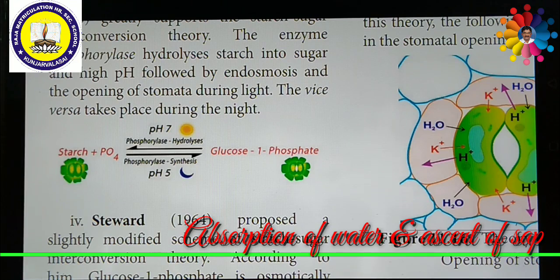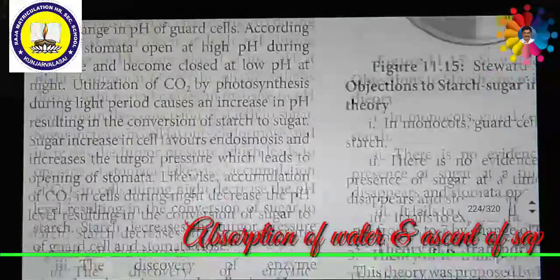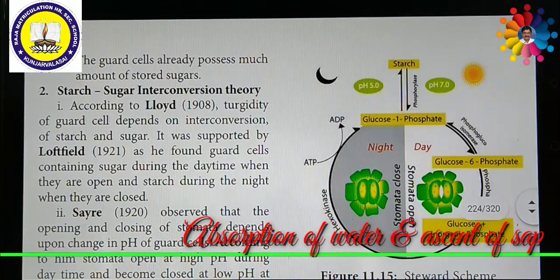So this is done by starch. But even though, a lot of objection is also raised. As you know, in monocots, guard cells do not have any starch. The starch is present only in dicots, not in monocots. And moreover, there is no evidence to show the presence of sugar at a high level at that time. So starch disappears and the stomata is open. And moreover, this theory fails to explain the drastic change in pH value from 5 to 7 by the change of carbon dioxide. So totally, this theory has also failed.